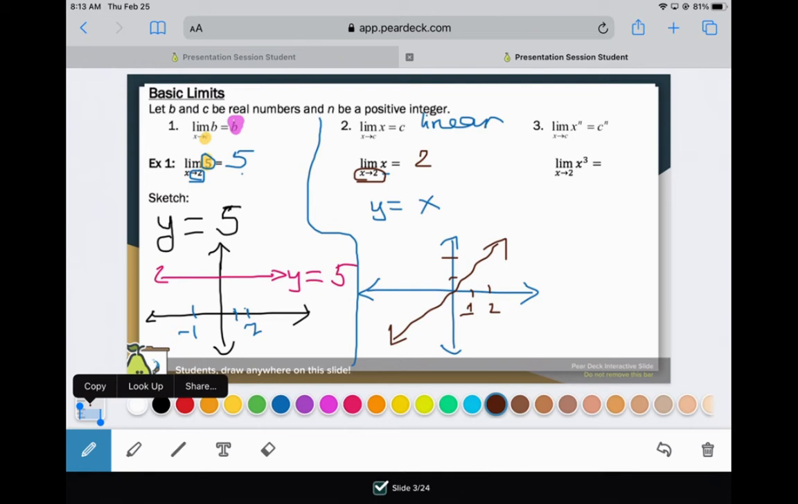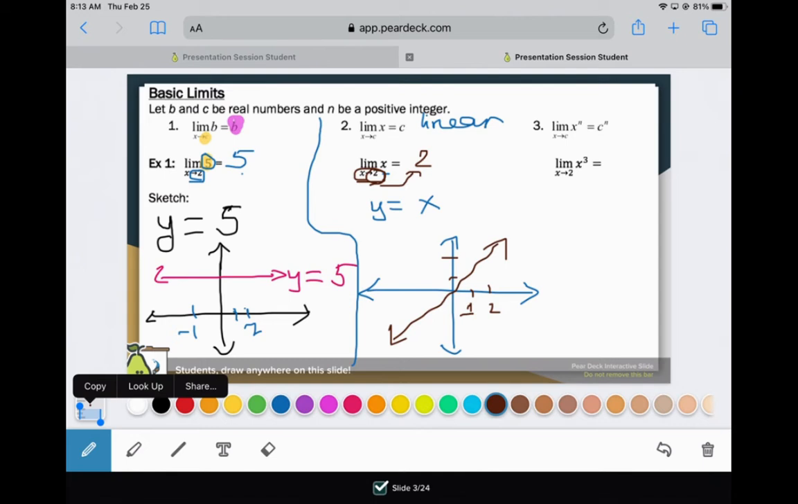It's 1. What about at 0? It's 0, right? So basically what this tells you is that if you have a straight line, y equals x, which is the limit of just x values, the limit at that point is the x value that's given to you, which is 2. So that's the difference between example 1 and example 2.